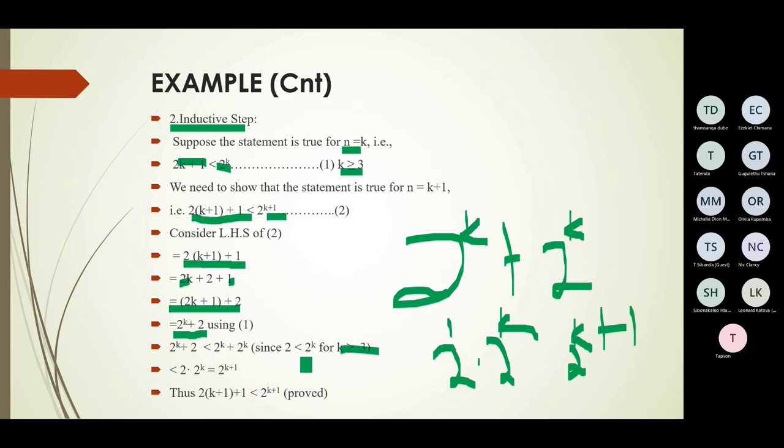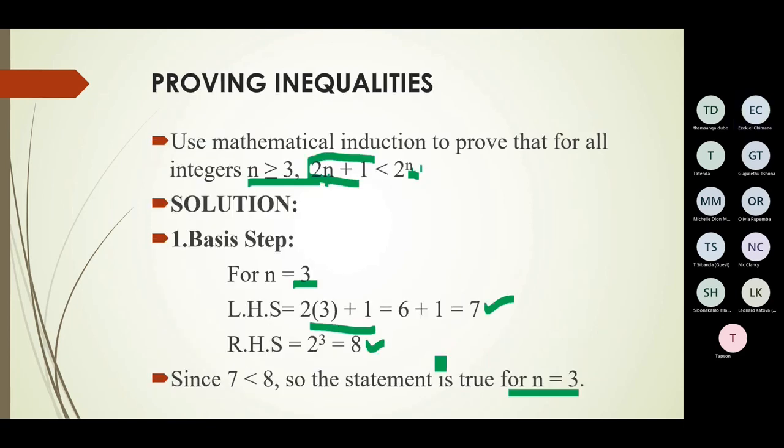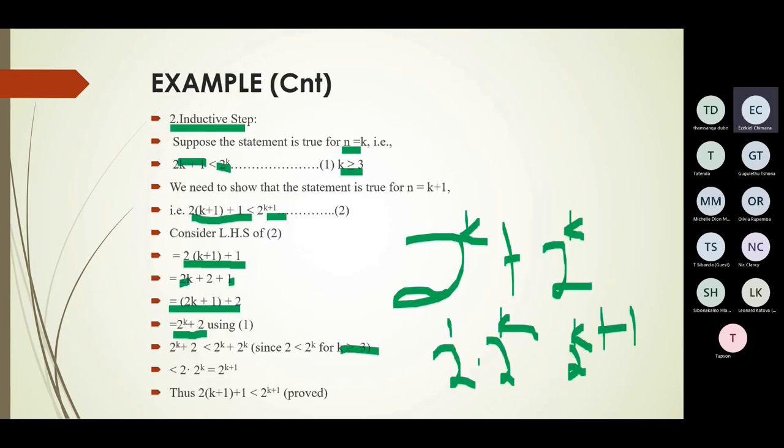So we can conclude that this left-hand side is always less than 2 to the power n for P of k plus 1. So you can write a conclusion there.